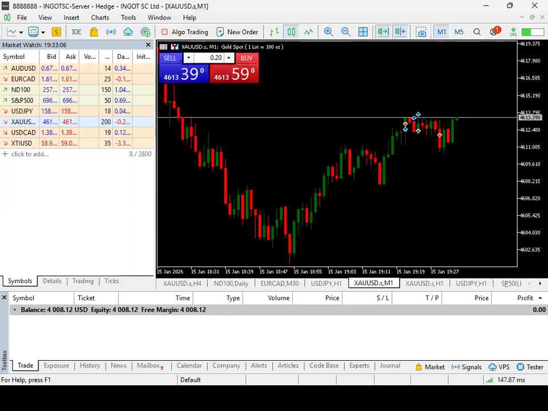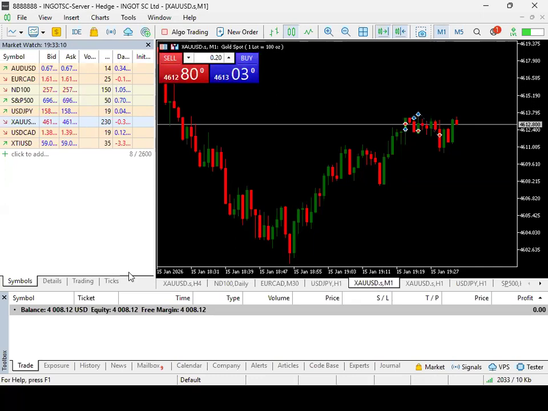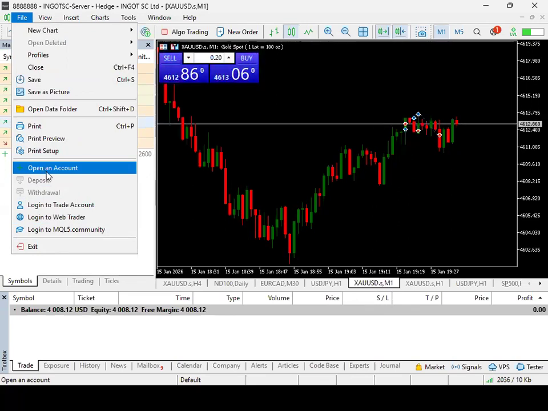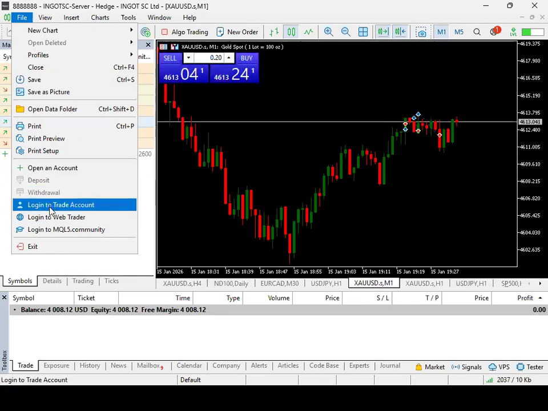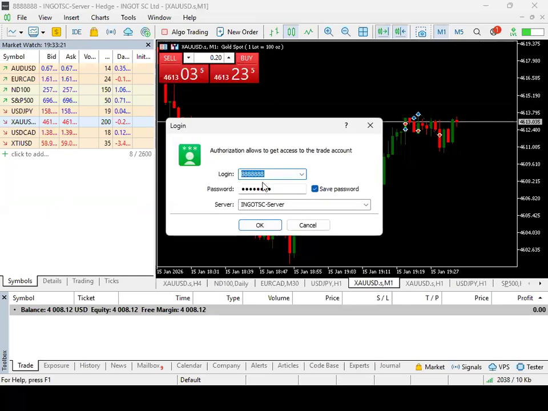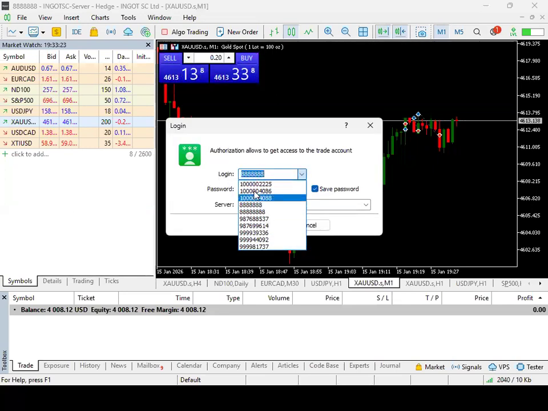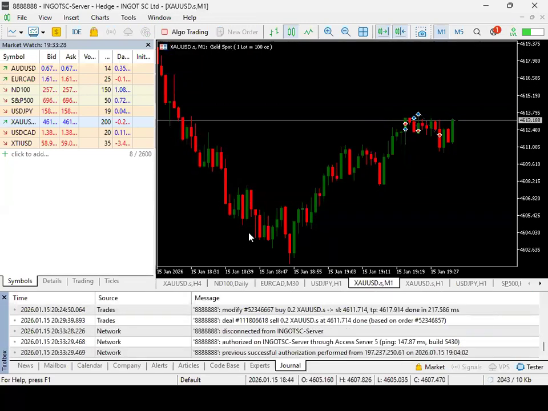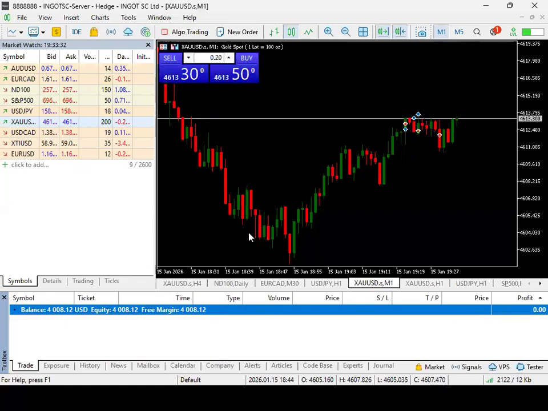How do you do that? You want to put a new account, you come here. There's two ways to do that. First way is you come here, file, then open an account, or log into a trading account. Click login, then you put your trading account and your password here in the server, and then click OK. That is what it does when you log in.